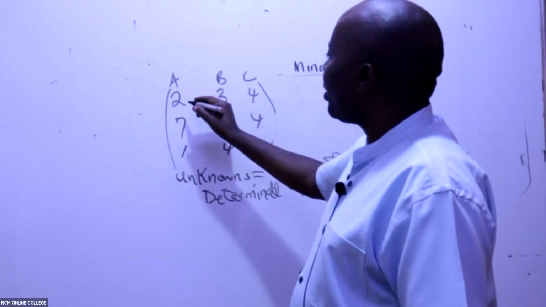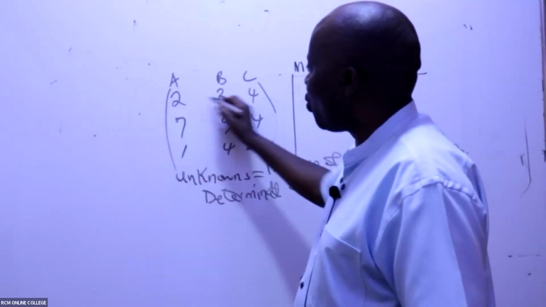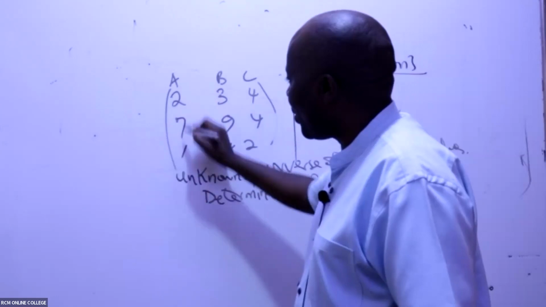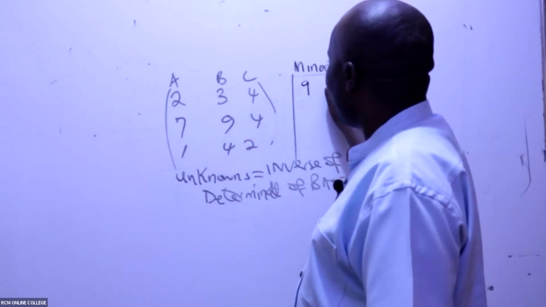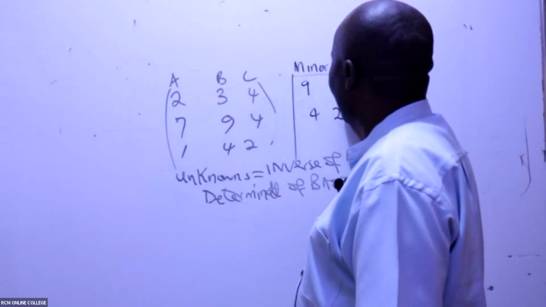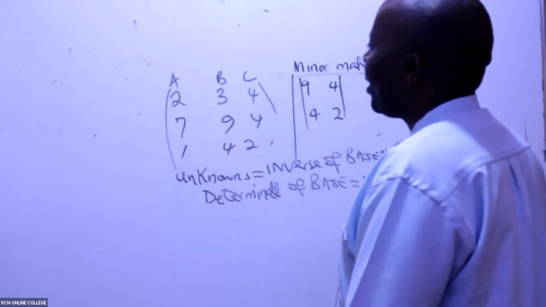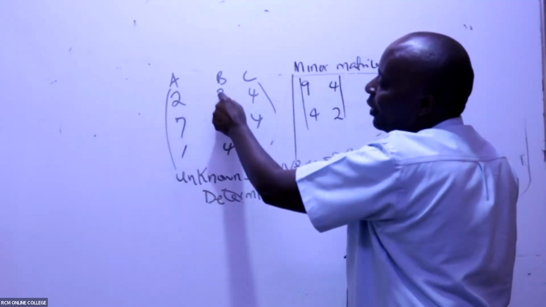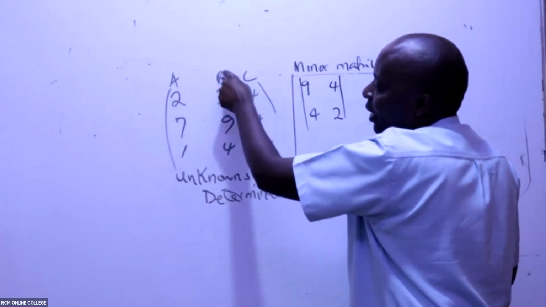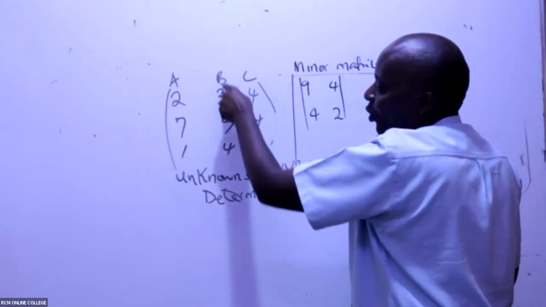If they want us to give them the minor for this one here, you hide like that, you hide like that. Then we have in this case here 9442 like that. Great. So that's the first minor. The second minor, if they want me to give them the minor for this, you hide this and you hide that.